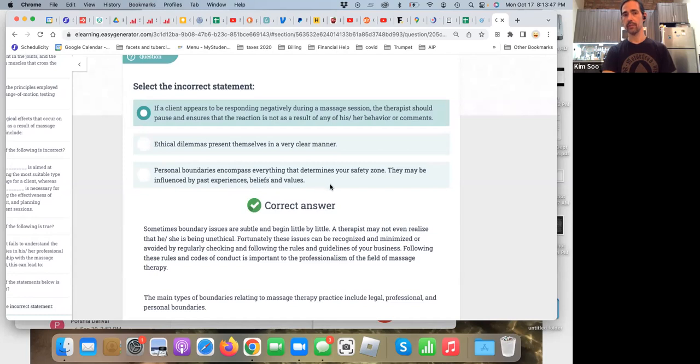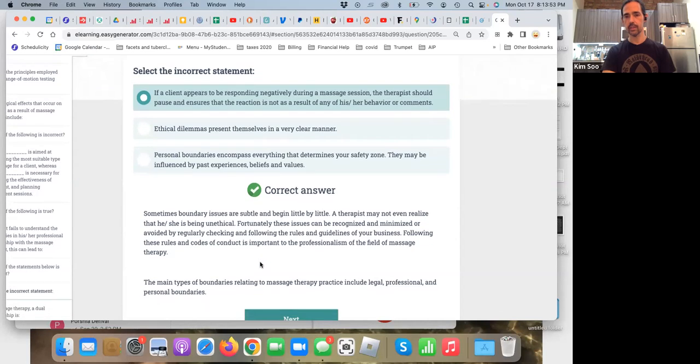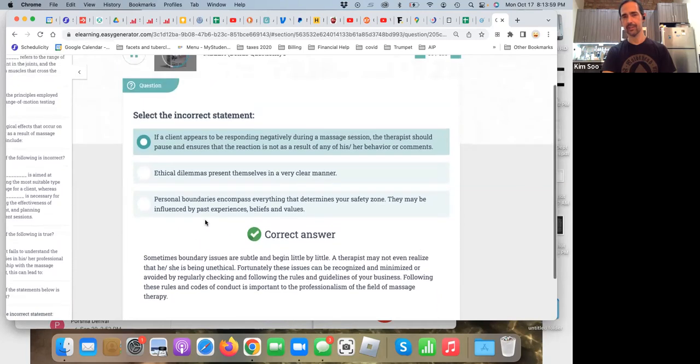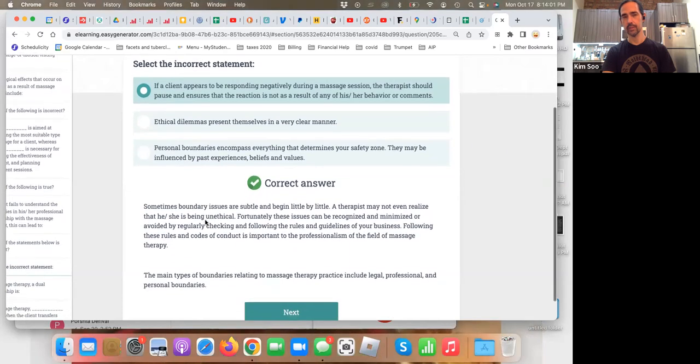Personal boundaries encompass everything that determines your safety zone. They may be influenced by past experiences, beliefs, and values. The explanation doesn't really refer to that one either. Okay, I think this is really poorly worded, don't you guys?